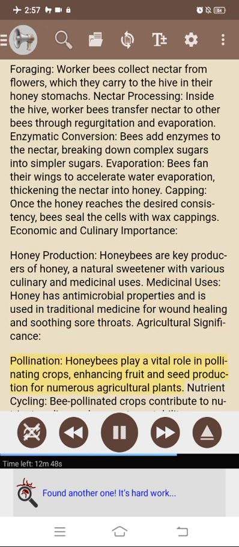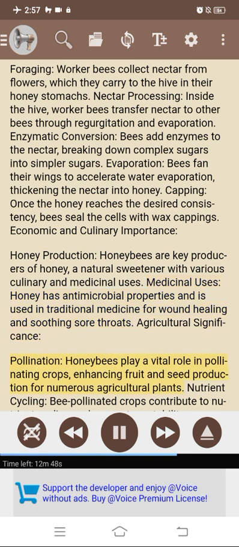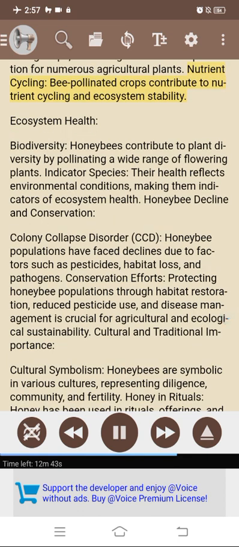Agricultural significance. Pollination. Honeybees play a vital role in pollinating crops, enhancing fruit and seed production for numerous agricultural plants. Nutrient cycling. Bee-pollinated crops contribute to nutrient cycling and ecosystem stability.